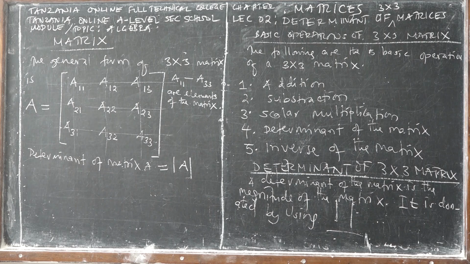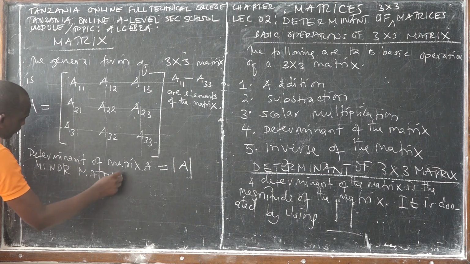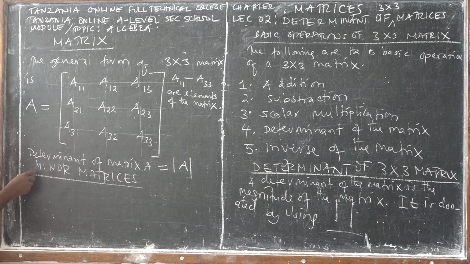That's the trick. So before we deal with determinant, we have to know the meaning of minor matrices. Say minor matrices. Sometimes, given a matrix, you'll be asked to find the minor matrices. That's all.